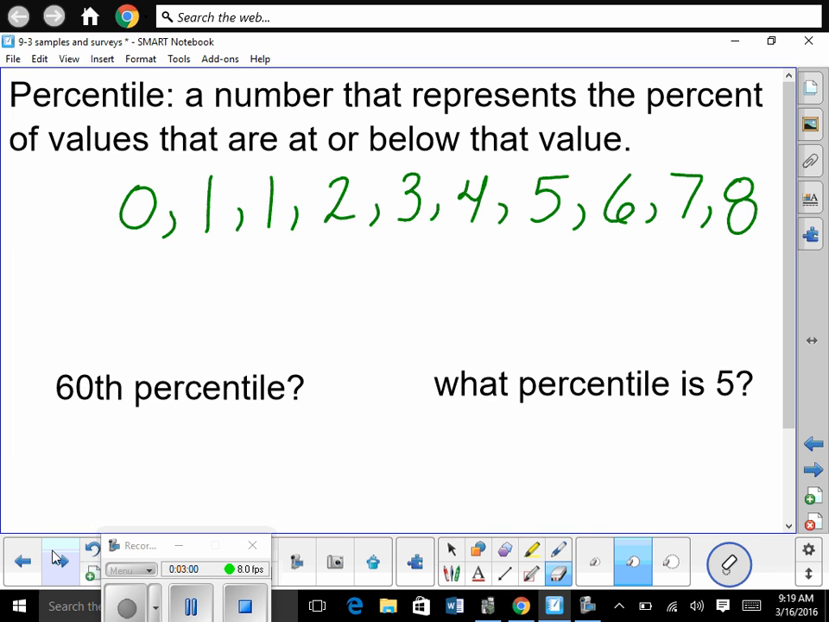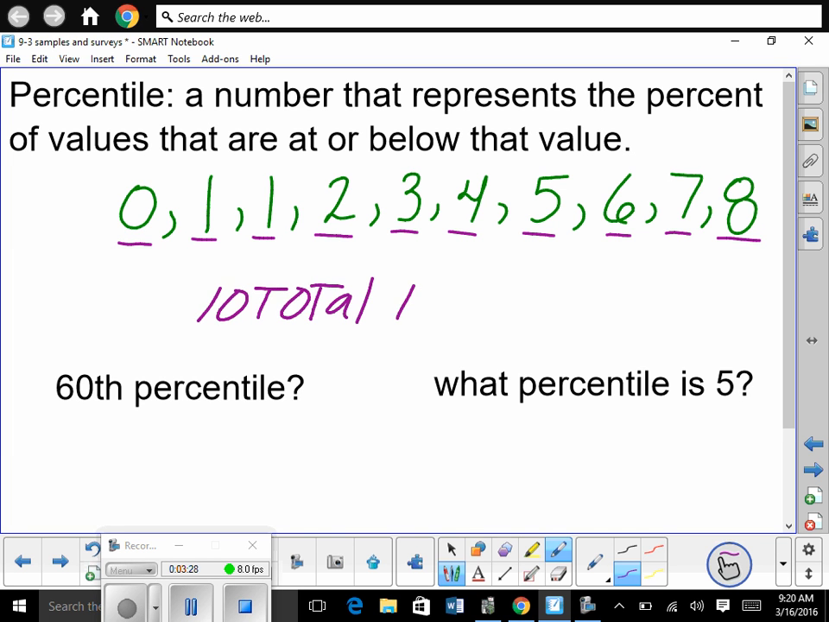Okay. So then, remember we learned about percentile. Really important. It's easy, but you have to know what you're doing. Percentile is a number that represents the percent of values that are at or below that value. So what's the 60th percentile? 60th percentile means 60% of the data is at or below that. So we've got to count up our total: 1, 2, 3, 4, 5, 6, 7, 8, 9, 10 data points, right? 10 total. So 60% of that would be 10 times 0.60, which is 6. So it says, what is the 60th percentile? That would be at 1, 2, 3, 4, 5, 6 right here, right?